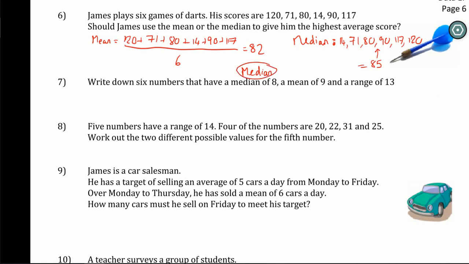On number 7, write down 6 numbers that have a median of 8, a mean of 9 and a range of 30. Now on some of these types of questions there are more than one possible answer, and I think this is one of them.